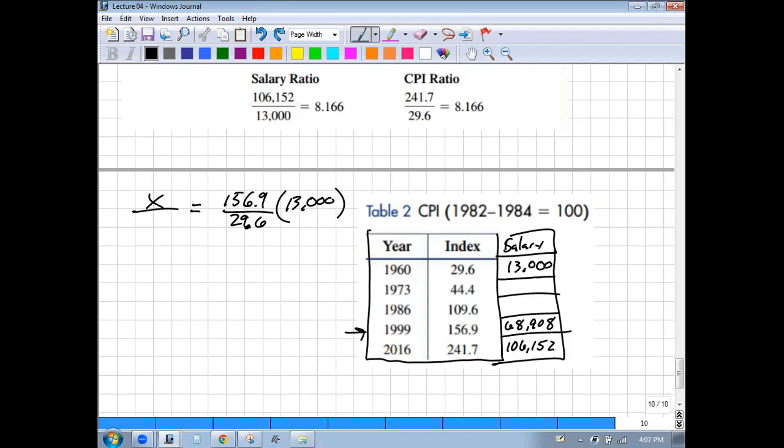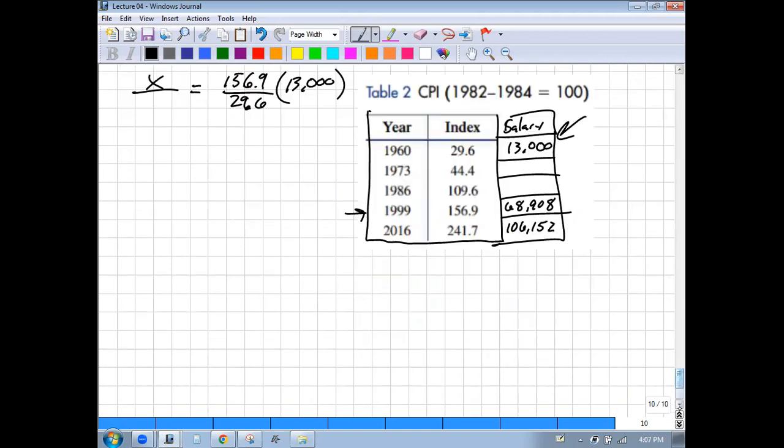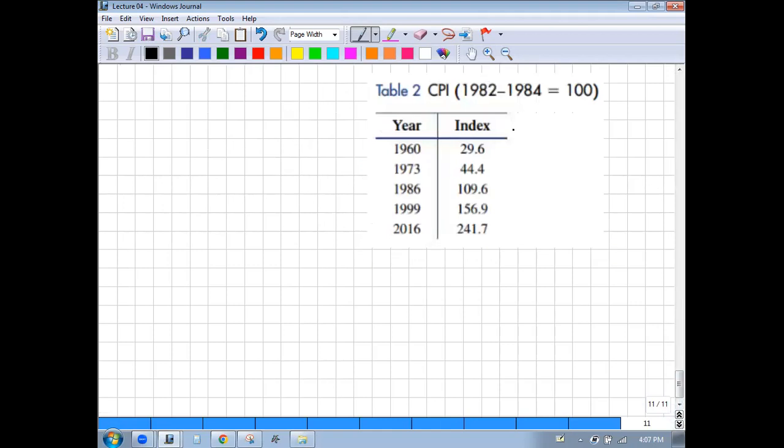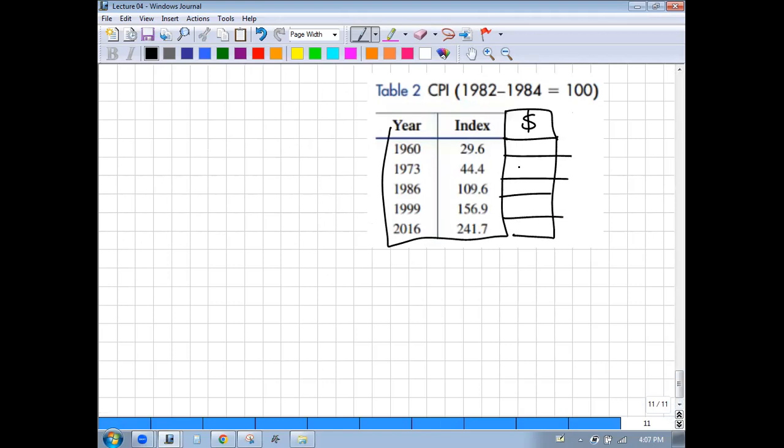But we could change that. We could be like, well, what if you made $100,000 in 1960? What would that be worth in 2016? So you can use the data in this chart to figure that out for any salary. It's not good just for 13,000. I could pick any salary at any time and compare it to another time. So what if I put salary here, what if I made $100,000 in 1973? How much should that buy you in 1999?